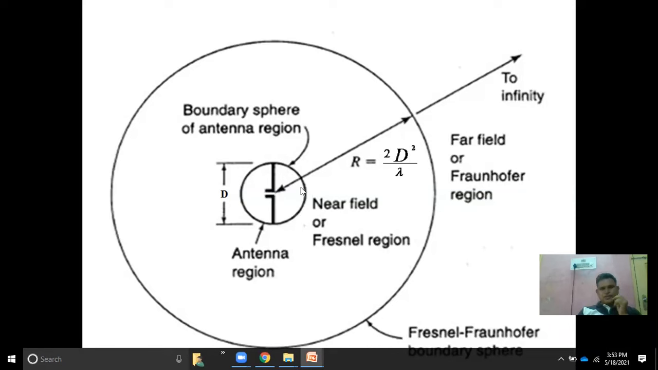This is our antenna. Let us assume it is a dipole antenna. Di means two; here it has two conductors. This is just a boundary sphere. Let us assume D is the length of the antenna or the diameter of the antenna, both are the same.